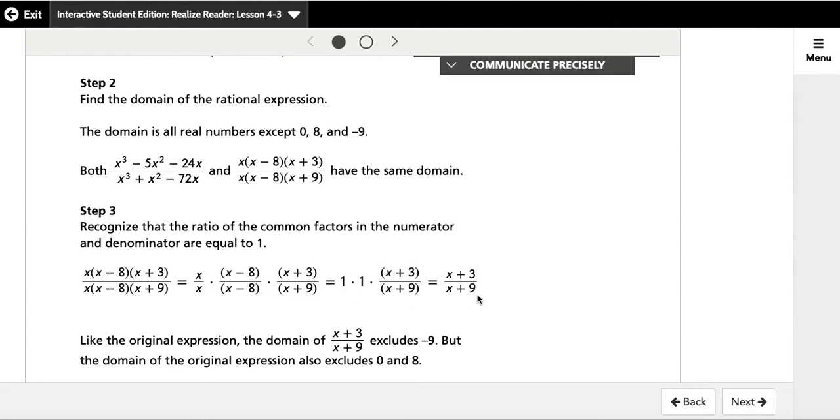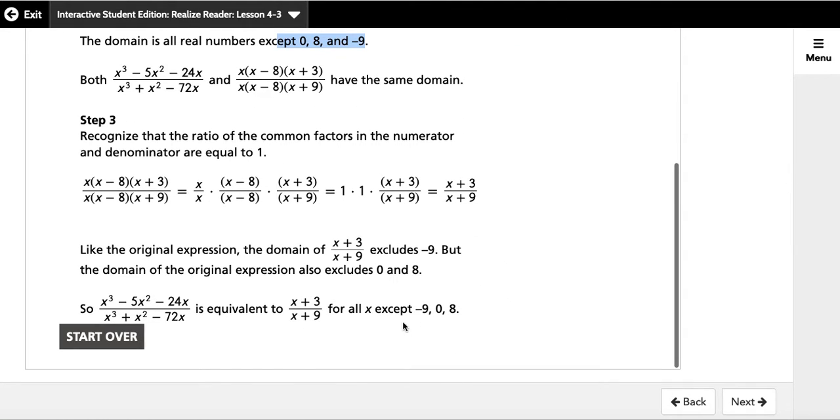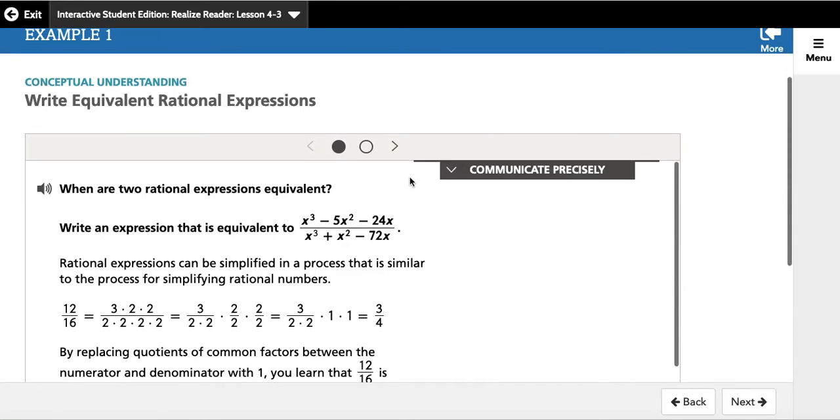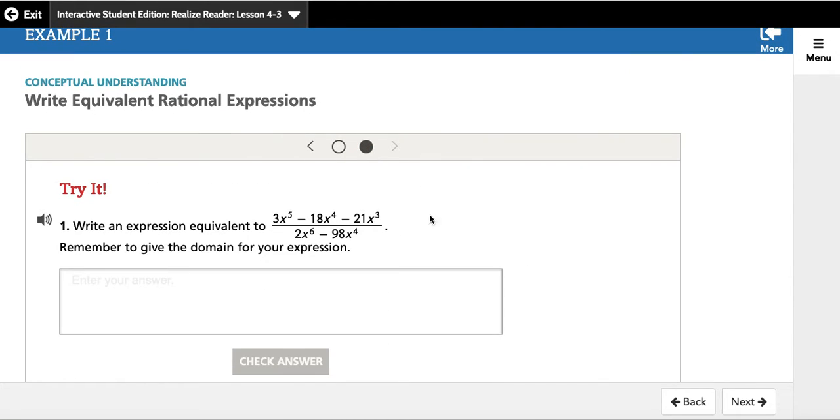However, we have to remember these values in the domain. Even though they don't show up, only negative 9 shows up as a possible restriction on the domain. We still have to go with the original 3. So the final answer is that the original fraction is equivalent to this one for all values of x except negative 9, 0, and 8. Okay? Do you think that's all right? Give that a shot by factoring that one down to its equivalent.